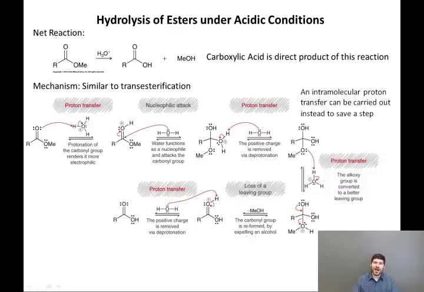Okay, so that's hydrolysis of esters under acidic conditions. It turns out if you look at this mechanism that all of these reactions are reversible, and this reaction actually can be carried out in the other direction, forming an ester from a carboxylic acid and an alcohol. That is called a Fischer esterification, and we're going to look at that in detail in the next video.